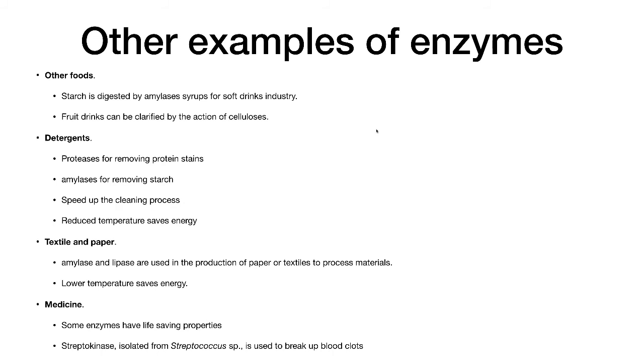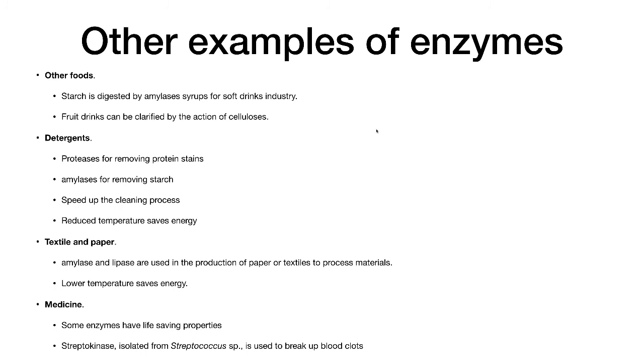I finish this video by briefly listing a few more areas where enzymes from microbes play a huge role in our society. Enzymes are often used to process food products. Starch is digested by amylases to produce syrups for the soft drink industry. Also, the action of cellulases can clarify fruit drinks. Detergents. Most modern detergents contain enzymes. Proteases for removing protein stains and amylases for removing starch. Bacteria are the source for many of these enzymes, and they speed up the cleaning process and reduce the temperature required to get clothes clean, saving energy.